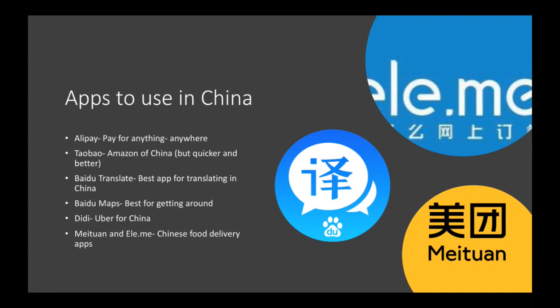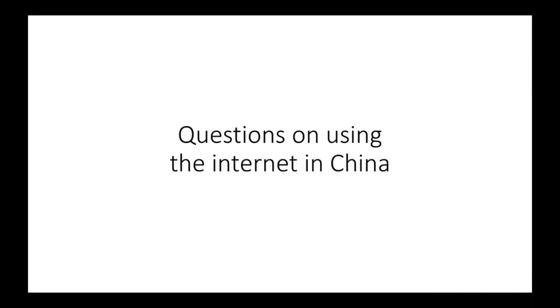You can use it and look at the reviews and see star ratings of places where you want to order from. And again, have a Chinese friend, colleague, or HR representative put in your address in Chinese to make sure that it comes to you correctly. Does anyone have any questions on using the internet or on any of those apps and applications in China?